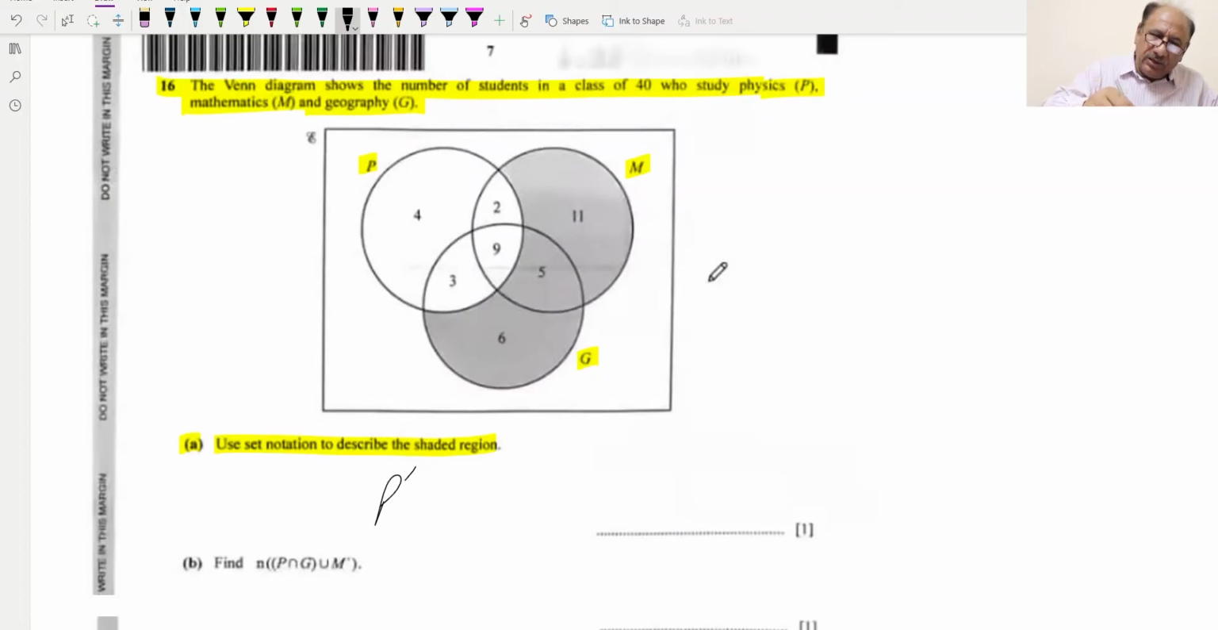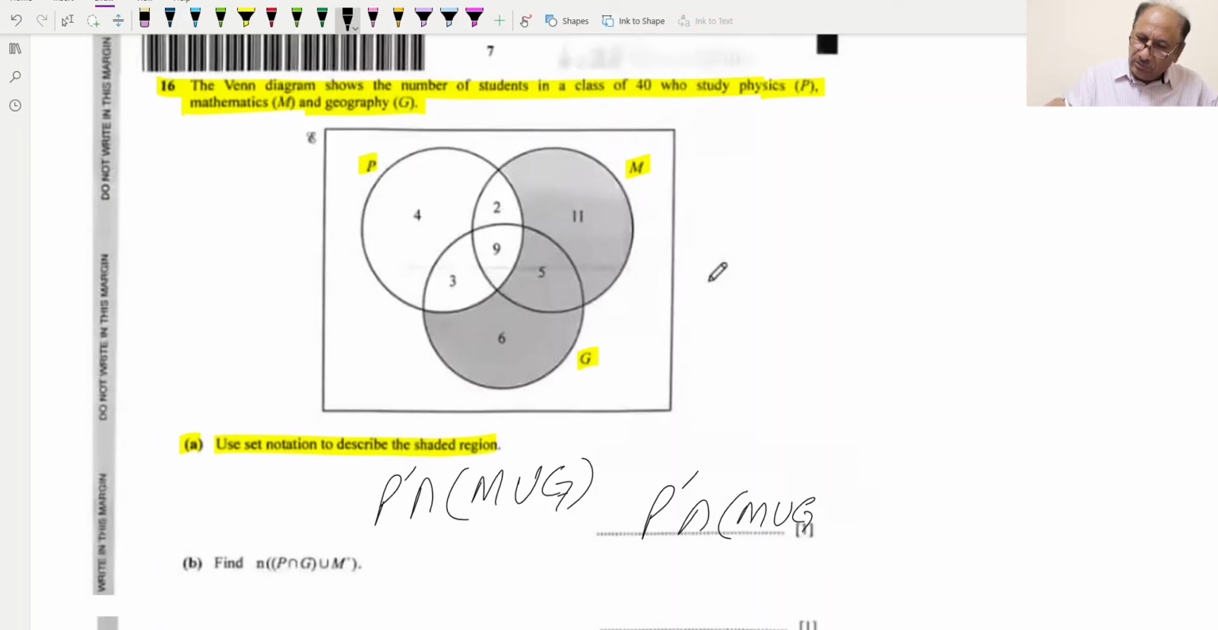P complement will be the outer region, which you can see, which is all not included in P, and P complement intersection with M union G. So M union G, this is how we can write the answer. P complement intersection M union G. This will be a 1 mark question, which is done.